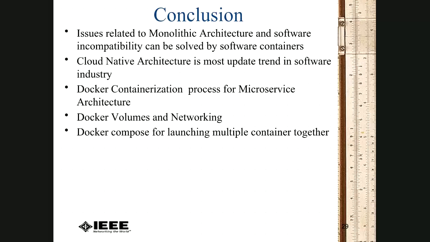Okay, now the conclusion. What we have learned in this workshop: we have seen the issues of monolithic architecture, and then the issues related to software incompatibility, and how Docker practice can help us with these. Then we have seen what cloud native architecture is. It is the new trend which joined four things: CI/CD, continuous integration, continuous development, DevOps, microservices, and containers.